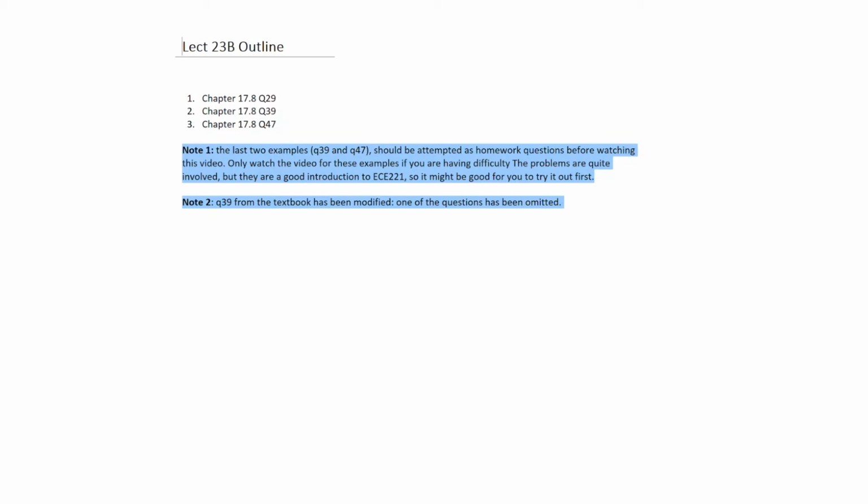Secondly, question 39 from the textbook has been modified, and one of the questions has been omitted. This has more to do with the organization of the material. There are parts of the textbook where they introduce other topics first, and of course we're not at that stage, and therefore one of those questions would not be possible to do, so I just removed it. So it's better to read the question here rather than trying to refer to it in the textbook.